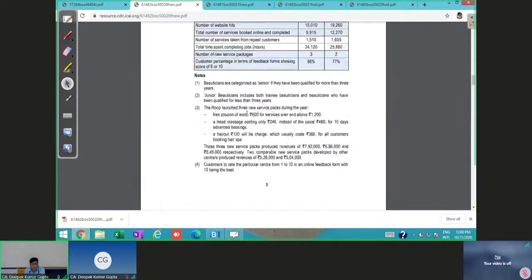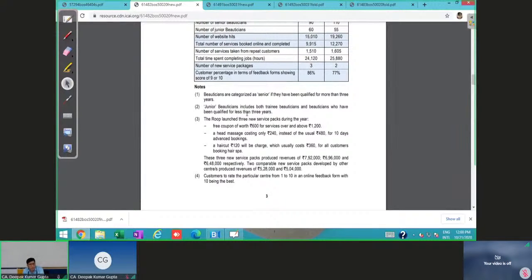Here they have given you notes. Beauticians are categorized as senior if they have been qualified for more than 3 years. Junior beauticians include both trainee beauticians and beauticians who have been qualified for less than 3 years. The group launched 3 service packs during the year.